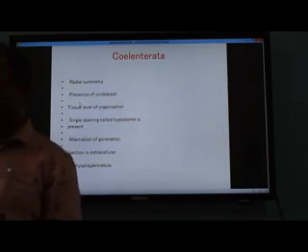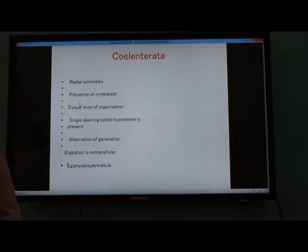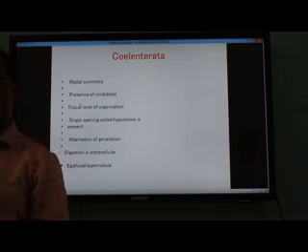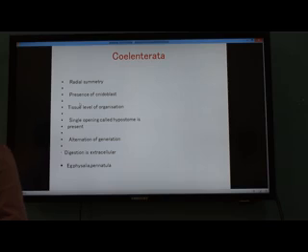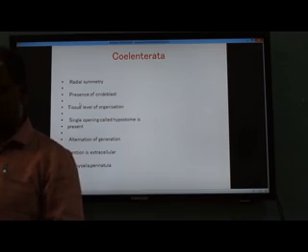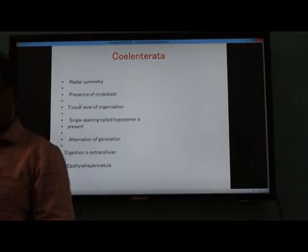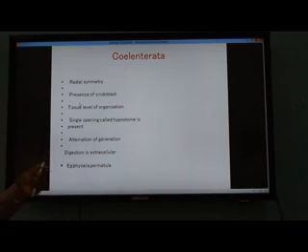Now the second group of organisms, coelenterates. They have a single body cavity, the coelenteron. There are certain features. One is radial symmetry, which we already discussed. Second, the presence of cnidoblasts for anchorage, and a tissue level of organization. Then a single opening called the hypostome is present in the body. Then alternation of generations, and the digestion is extracellular.